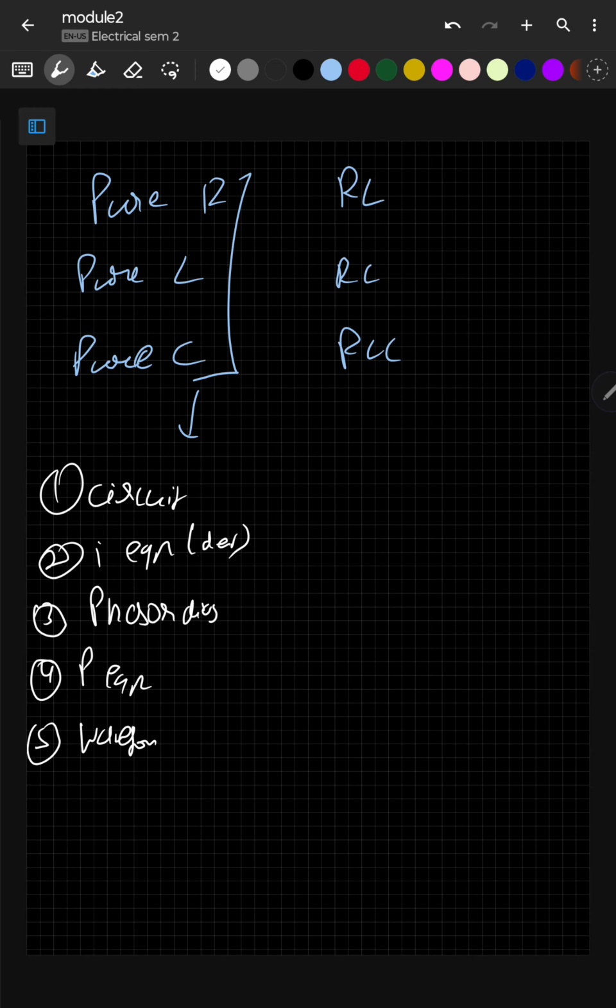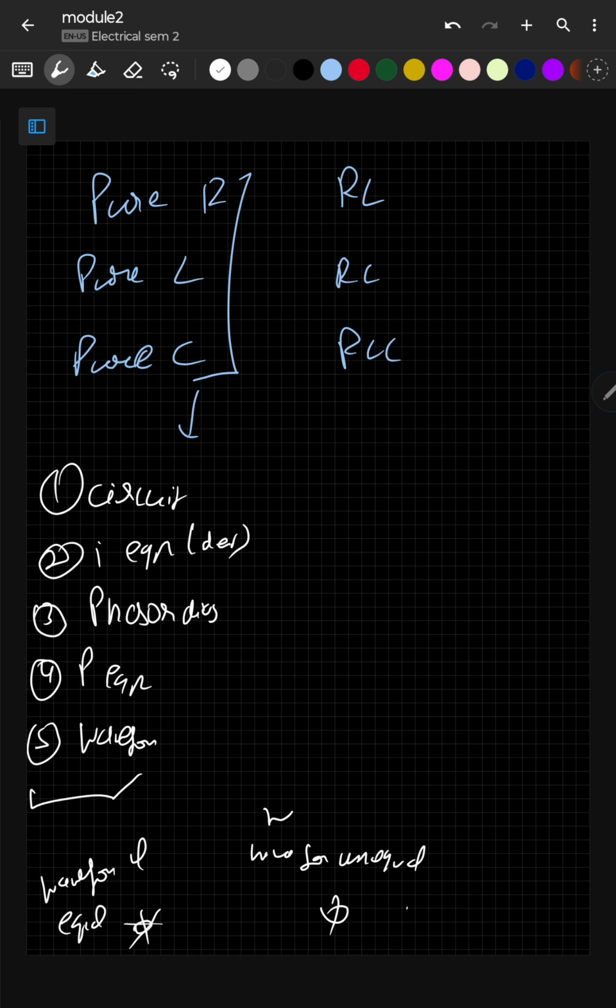For these 3, when I'm coming to RL, RC, there are some tricks also. Here for all of these, all the waveforms are equal. The waveform length is equal. I'll tell you when I'm explaining also. And here there is no phi. But when it comes to RL, RLC and all, their waveforms are unequal. I'll tell you more about it. And here the previous 5 plus more will be there for these.